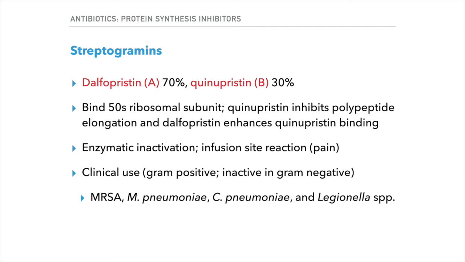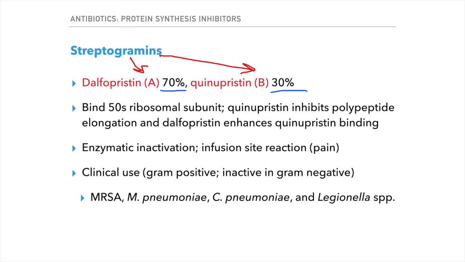The streptogramins really only consist of two drugs, dalfopristin and quinupristin. However, more often you might see these referred to as streptogramin A and streptogramin B. That's why I've included the A and the B here. Now, you won't ever see dalfopristin and quinupristin by themselves. Streptogramins are always given together, and this range is seen here where it's 70% to 30% is the ratio of dalfopristin or streptogramin A with quinupristin or streptogramin B.